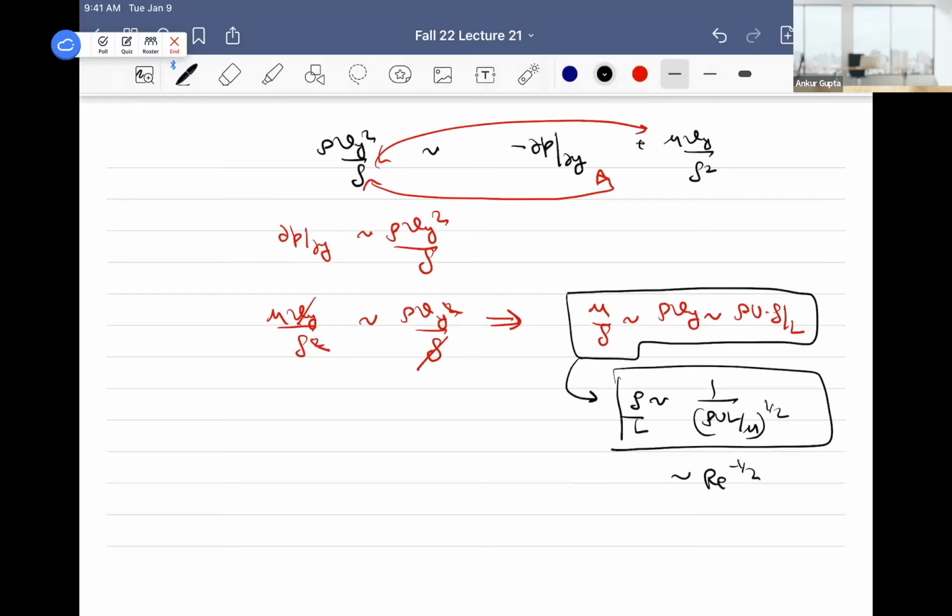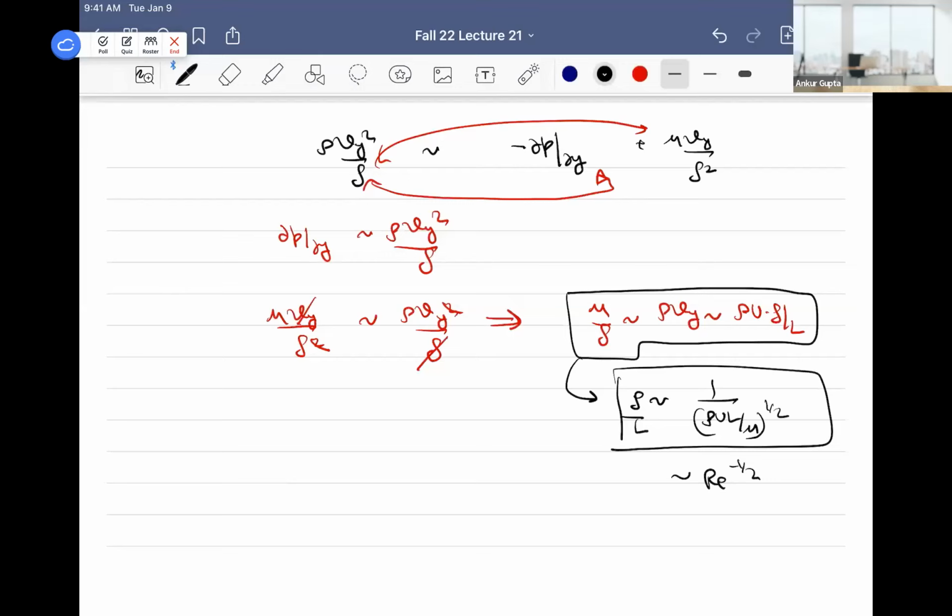Okay? So that is my boundary scaling analysis, and both x momentum and y momentum give the same result, which is what it should be. If I get a different scale, then obviously I'm doing something wrong, right? This means that delta does scale like Reynolds number to the minus half.